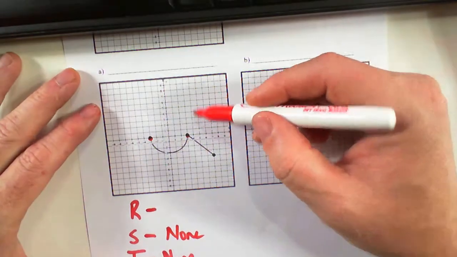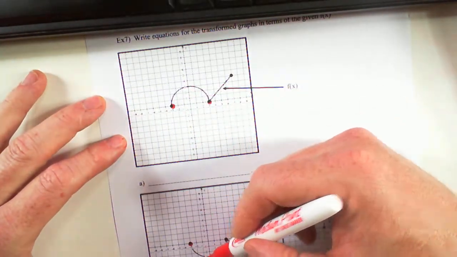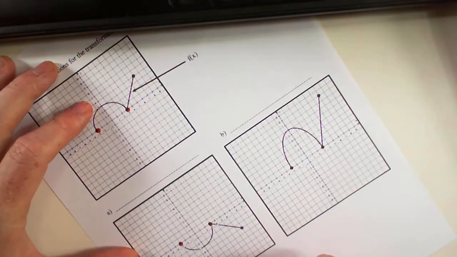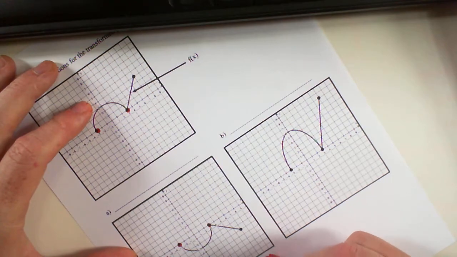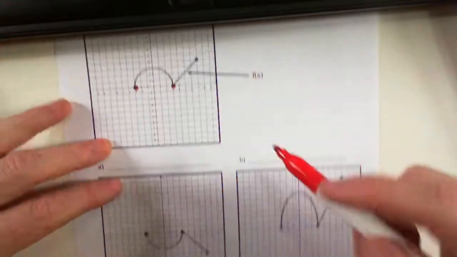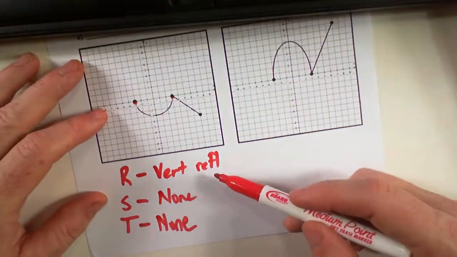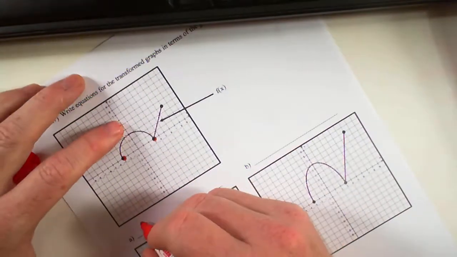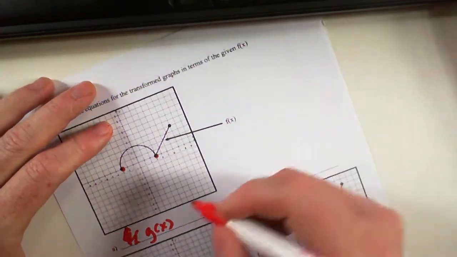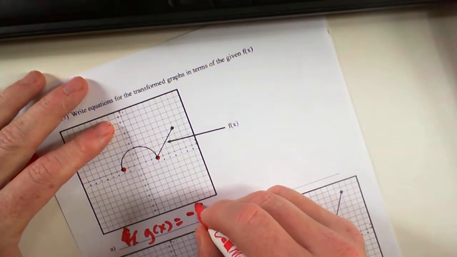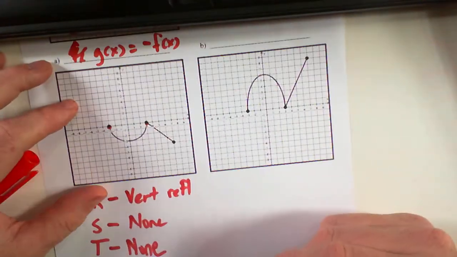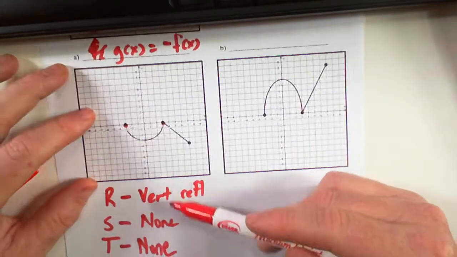And then our reflection happens. We had 3. We've now got -3. We had 4. We've now got -4. So there is a vertical reflection. So in the end, the only thing that happened to transform this into this is that vertical reflection. So our new g of x function is just going to be negative f of x. Nothing at all happened to the x. The only transformation that we had was that vertical reflection.